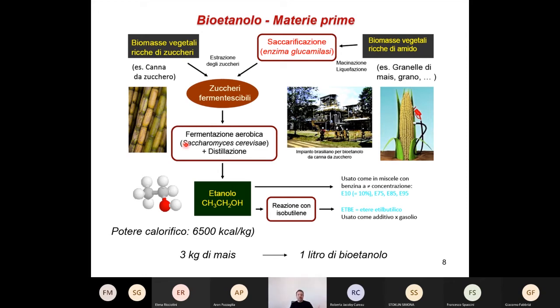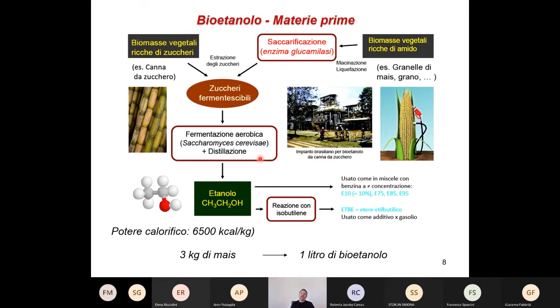So from sugars, you have a reactor where you provide the correct conditions of temperature, pH, and so on. And after a time, you collect alcohol thanks to these microorganisms. And you can see also distillation, because of course you obtain a liquid mixture where ethanol is only 5, 6, 7%, and so you have to distill to move towards 99.9% to obtain pure ethanol.